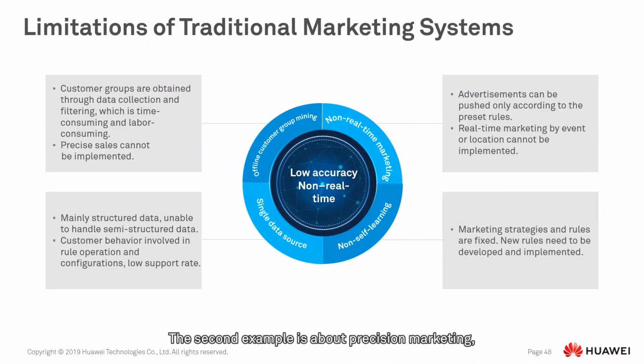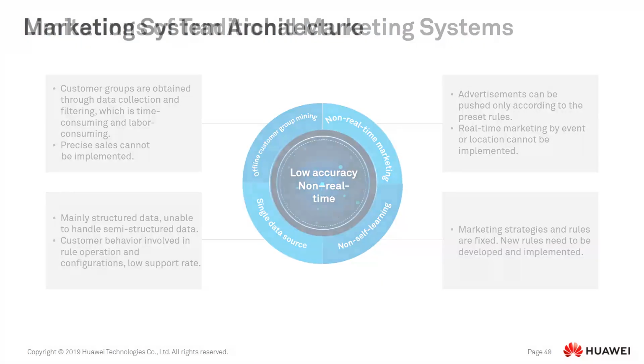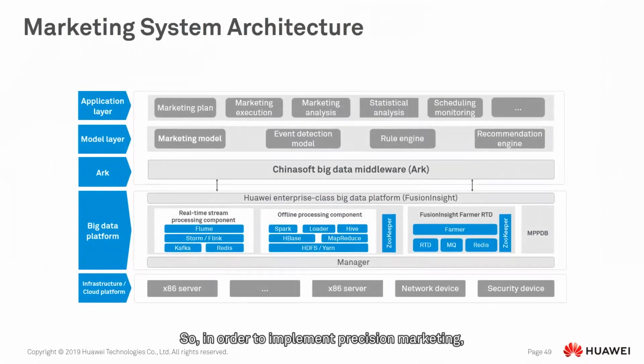The second example is about precision marketing. The traditional marketing systems have some limitations like precise sales cannot be implemented, real-time marketing by event or location cannot be implemented, or unable to handle semi-structured data. So in order to implement precision marketing, Huawei FusionInsight HD provides multiple computing frameworks for different scenarios.